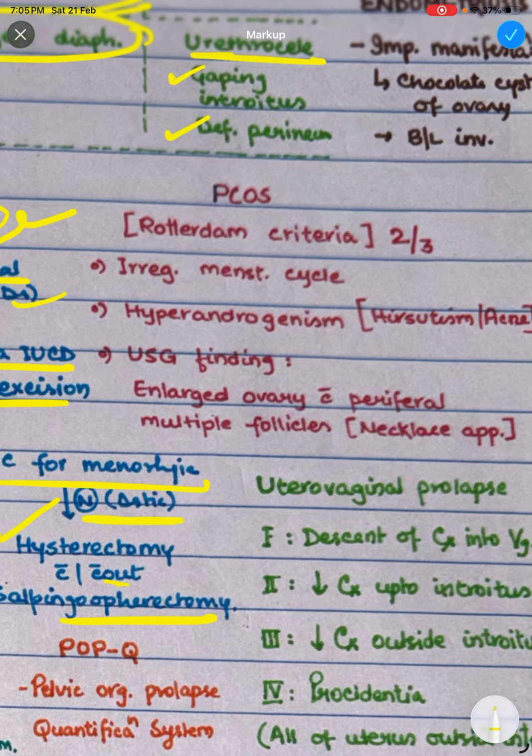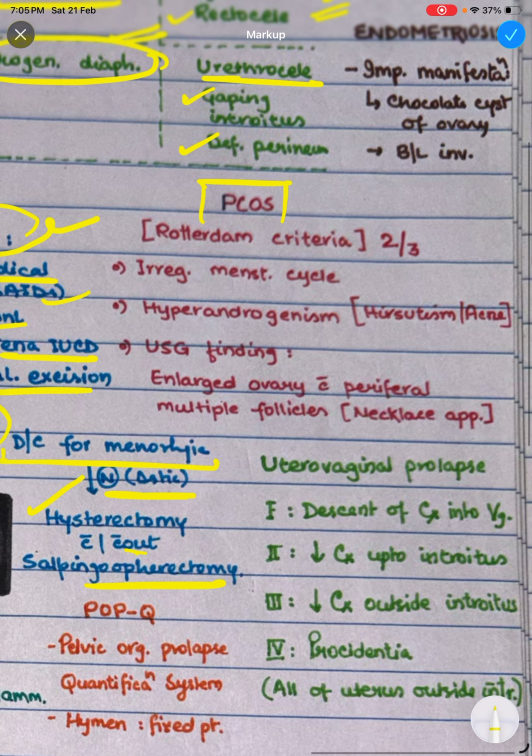The next thing we will be understanding is the condition of PCOS, polycystic ovarian syndrome. This has a beautiful criteria, the Rotterdam criteria, in which we have three criteria. So for being a PCOS patient, you should have two out of these three criteria.